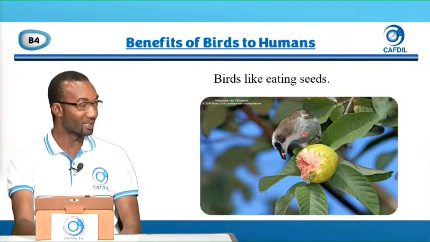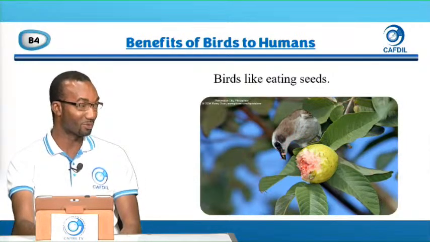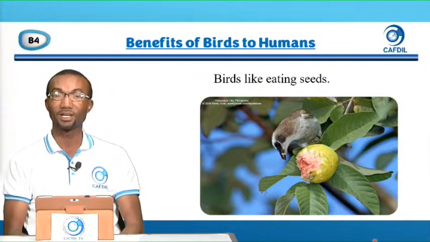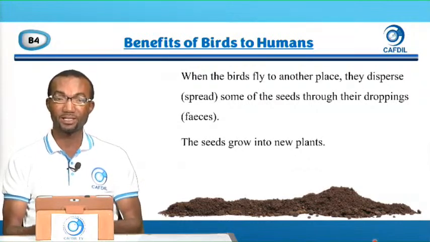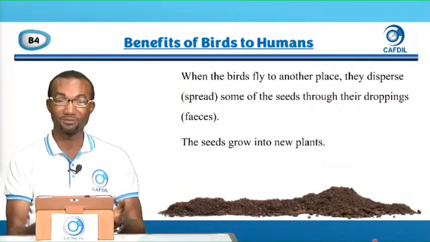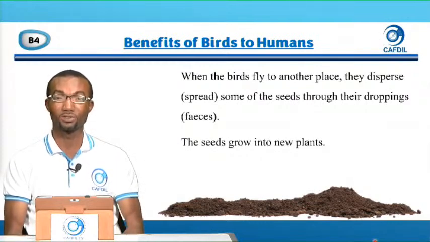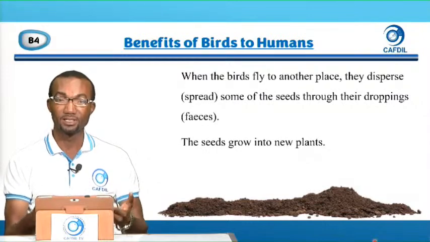So let's watch this example very well. This bird is eating this guava, which contains many seeds. Okay, after eating the seeds, what happens? When the bird flies to another place, they disperse, that is spread, some of the seeds through their droppings, that is their feces, and the seeds grow into new plants. So that is what is meant by birds spread seeds.